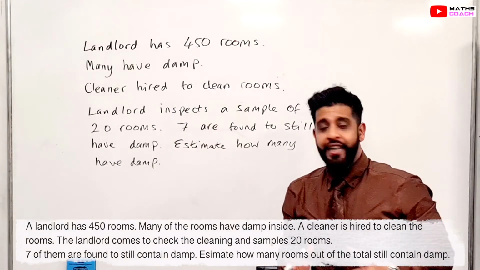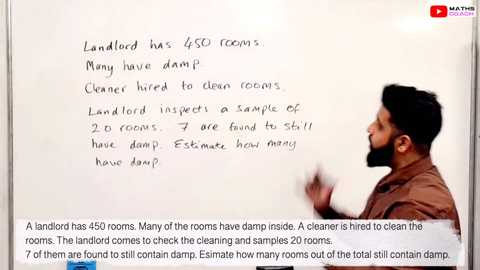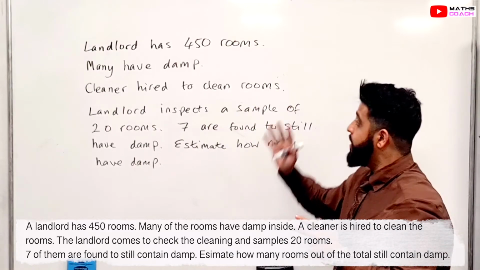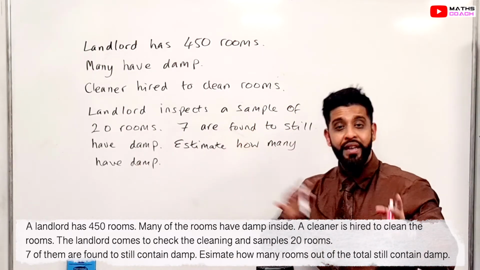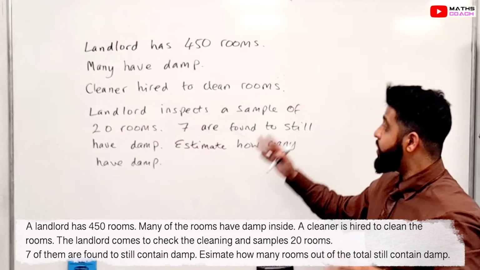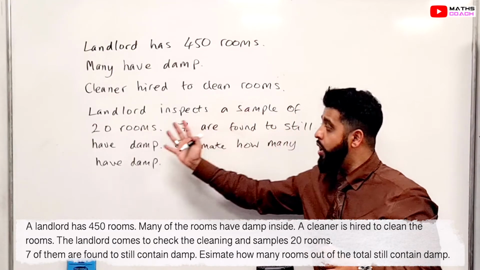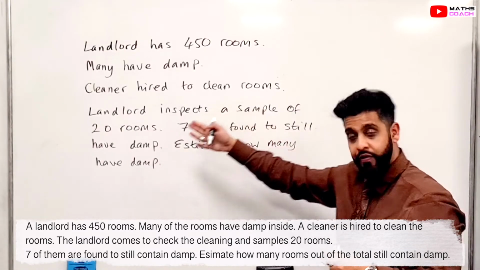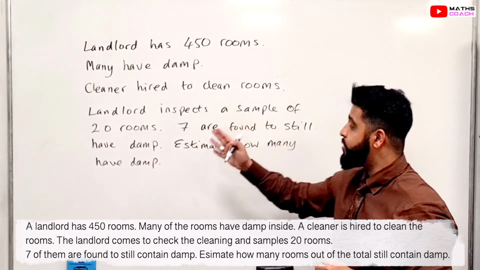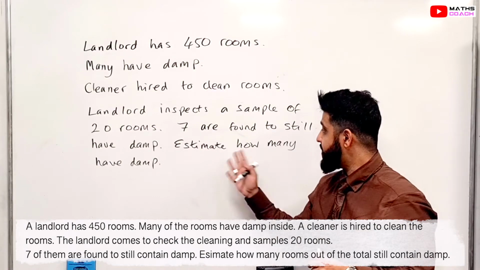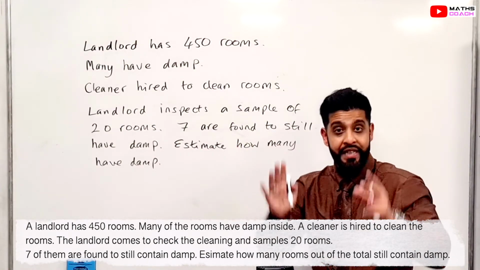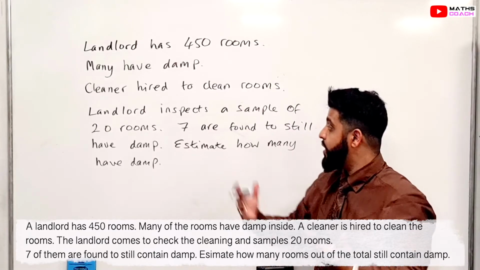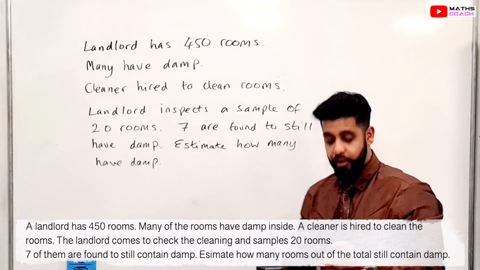Right, so on to our second question. We have a landlord who has 450 rooms. Many of these rooms have damp. A cleaner is hired to come and clean the rooms. The landlord comes and inspects a sample of 20 rooms. 7 of these rooms out of his 20 are found to still have damp. Estimate how many have damp. So how many other rooms, if the landlord came to inspect them, would still have damp.